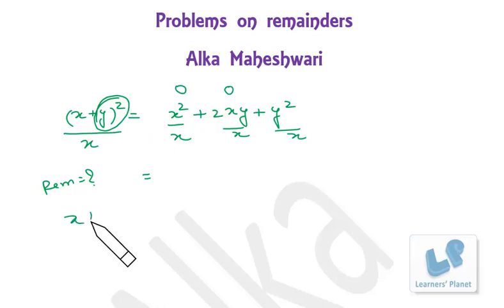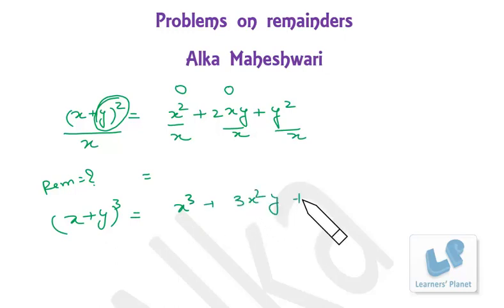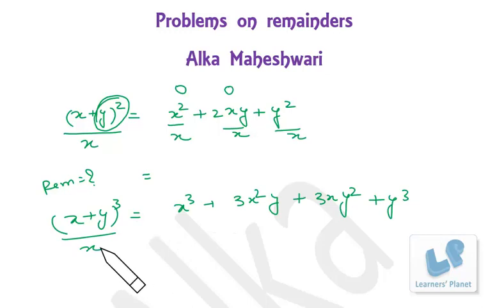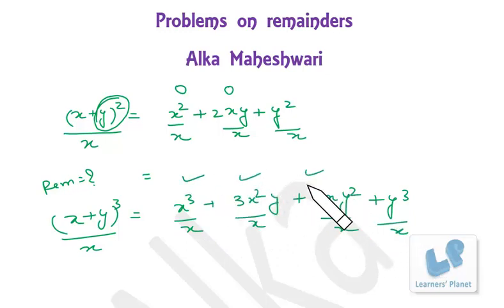Similarly, I can go for x plus y whole cube also. That is x cube plus 3x square y plus 3xy square plus y cube. Now if this entire expression has to be divided by x and we have to find the remainder, then the first three terms are multiples of x, and we only get the remainder from the last term. That means x plus y whole cube, if divided by x, leaves remainder y cube. So that's pretty simple.